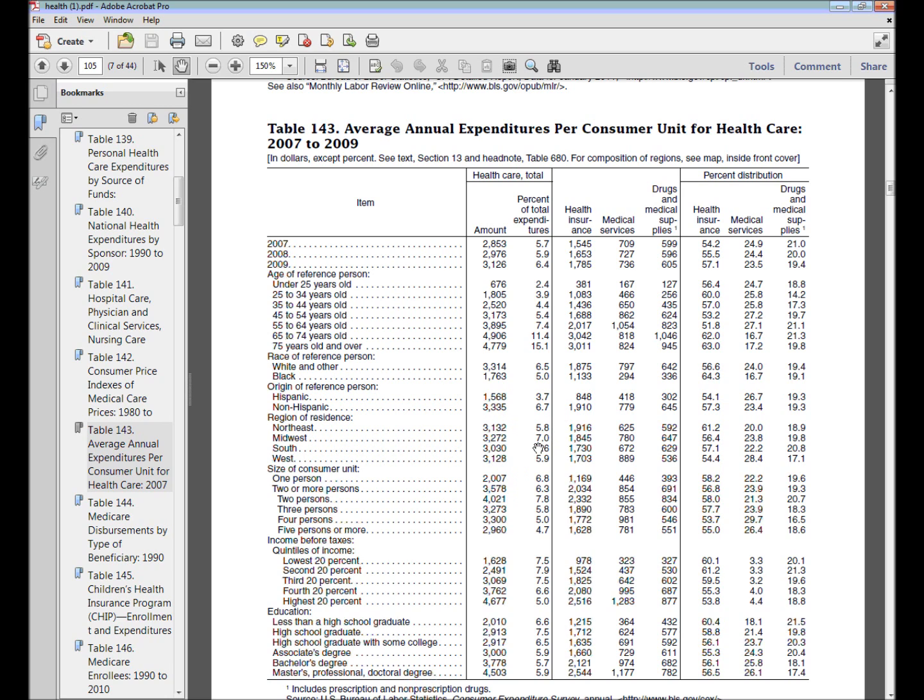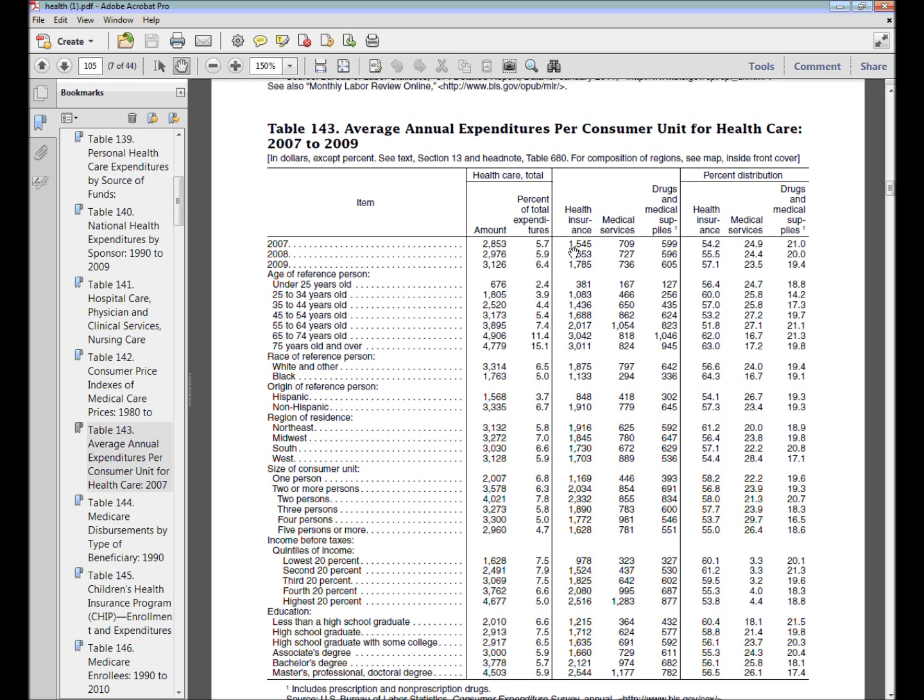Now we can look at it with reference to age, with reference to ethnicity, parts of the country. You can see that the Midwest is much higher than the rest of the country. The size of the consumer unit, whether it's one person, two or more, and quintiles of income, so that those who have the least income, of course, spend the higher total percent of their expenditures on health care. But certainly as you have more money, you spend more money on health care.